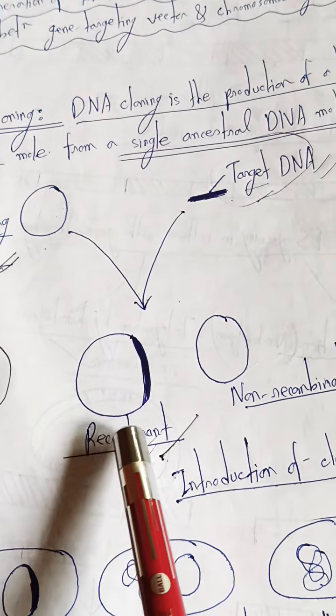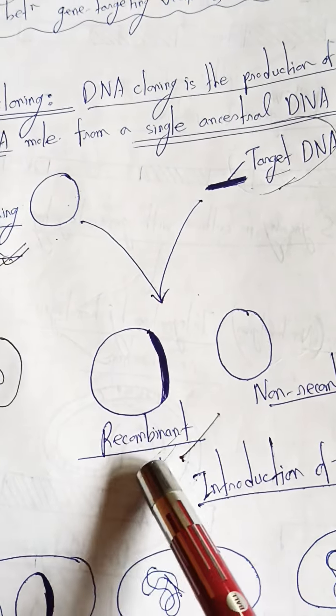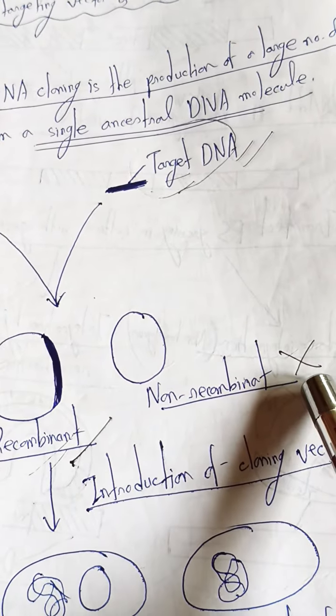When this cloning vector is bound to a target DNA with the help of the enzyme ligase, it is known as the recombinant DNA. If there is no binding, that is your non-recombinant DNA.